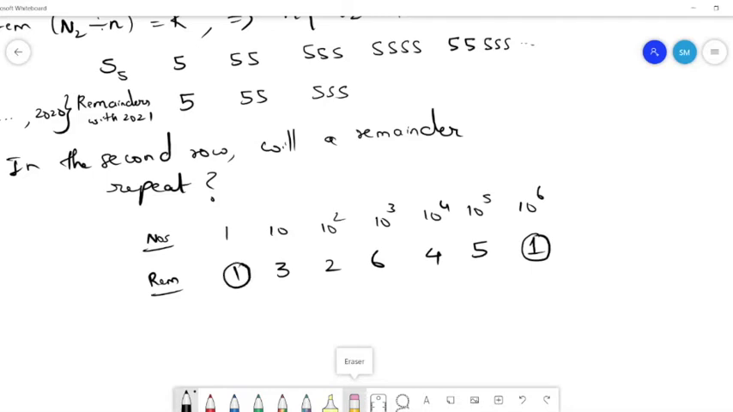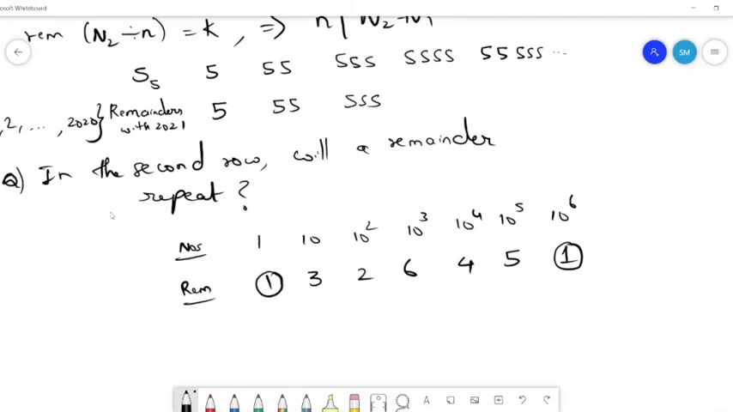So can we give a reason why a similar thing will happen in 2021 also? It should repeat, because the remainder is bounded from 0 to 1 less than the divisor. So the remainder cannot be more than or equal to the divisor. Correct. So it has to repeat.